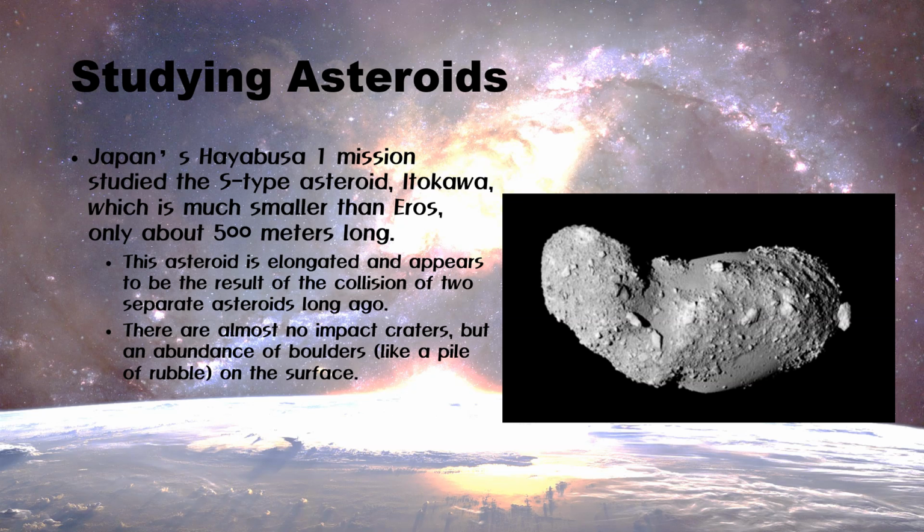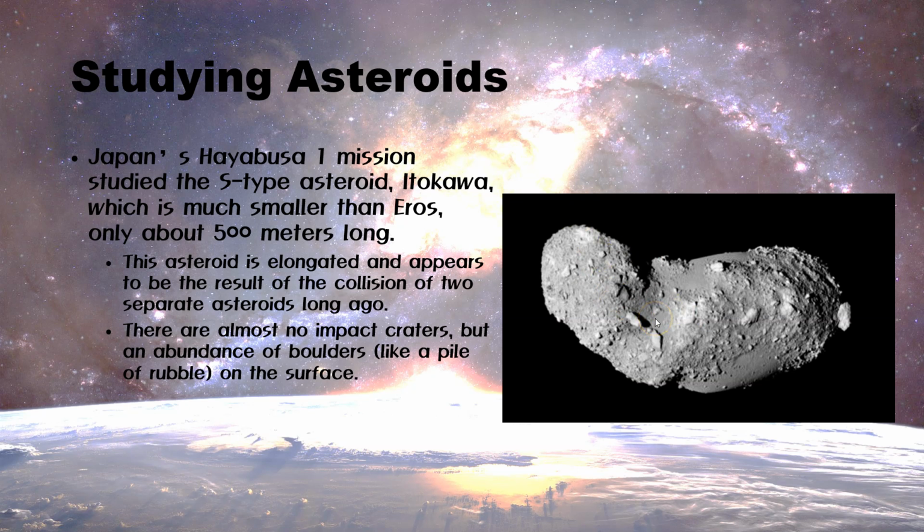Now, Japan's Hayabusa 1 mission studied the S-type asteroid Itokawa, which is much smaller than Eros and only about 500 meters long. You can notice this asteroid looks a little different from what we saw with Eros. It is much more elongated and appears to be the result of the collision of two separate asteroids long ago, which fused together. You can almost see here where two different pieces met and fused together.